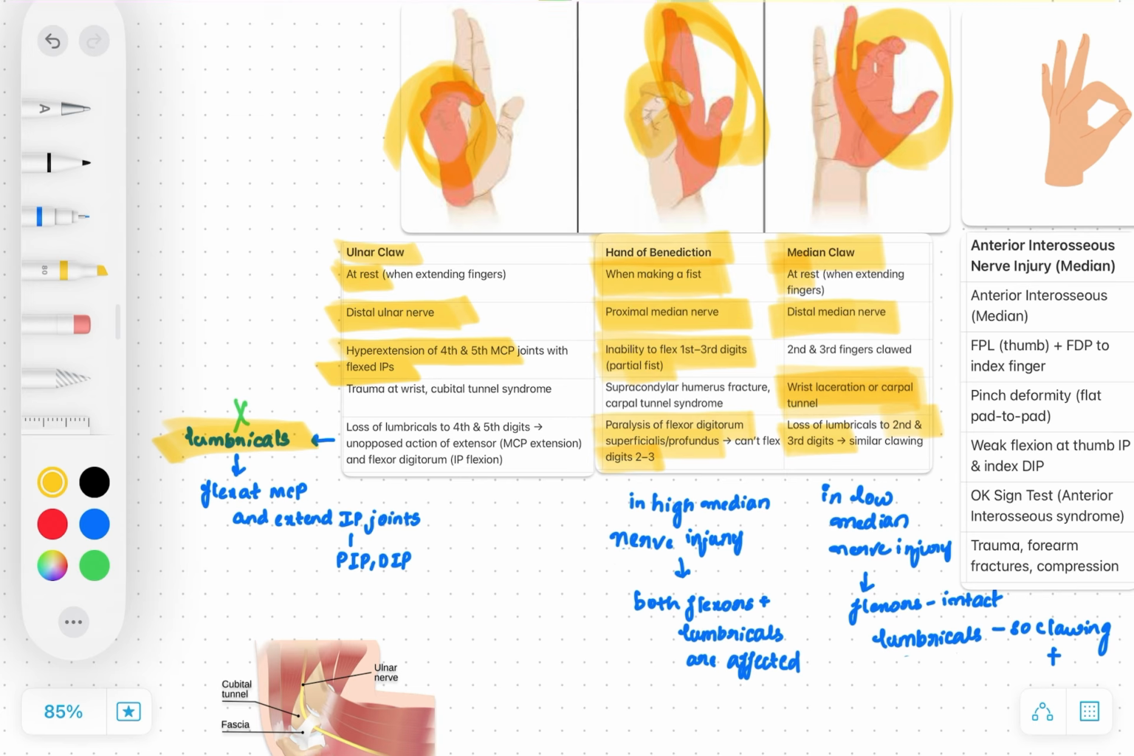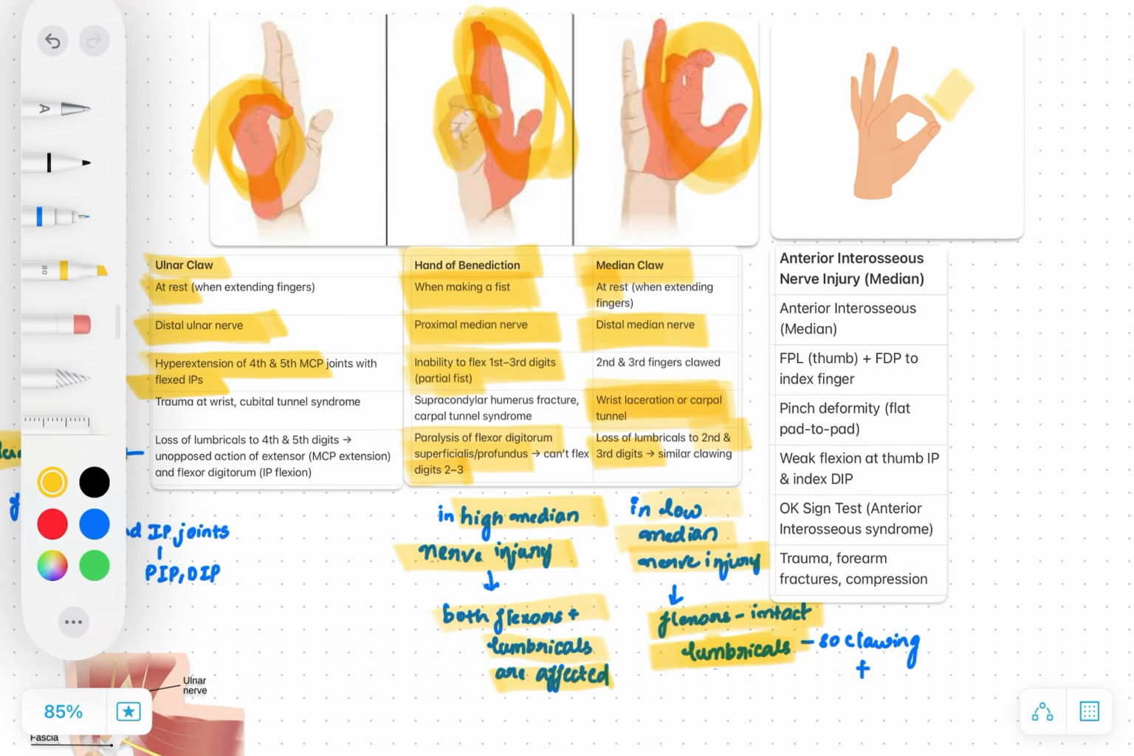You may get a question: in both hand of benediction and median claw the median nerve is damaged, so why different hand gestures? In high median nerve injury, both flexors and lumbricals are affected, so the patient is unable to flex the fingers. But in low median nerve injury, like in median claw, the flexors are intact but the lumbricals are affected, so there is clawing of the fingers similar to the ulnar claw.